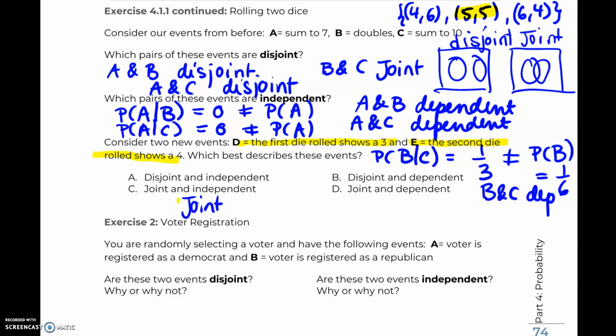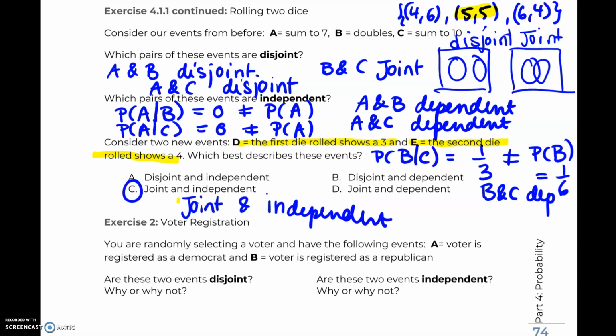Now, is it dependent or independent? Does the first roll affect our second roll? Our die doesn't have a memory or anything, so our rolls are independent. So we're going to say joint and independent, which is option C over here.